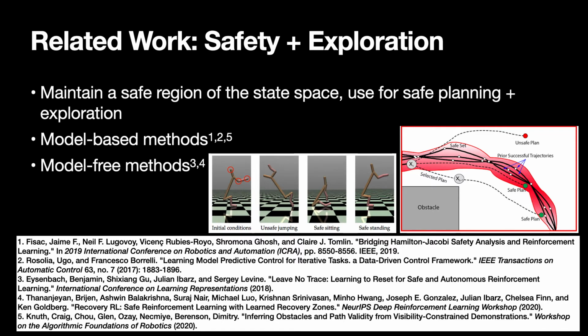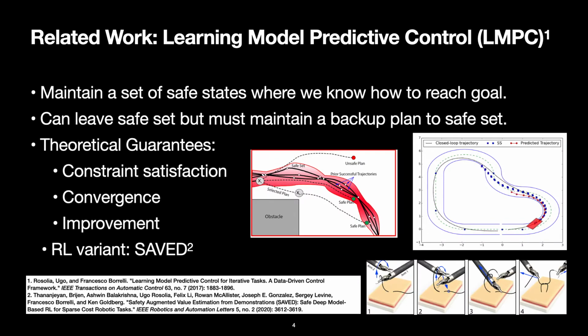For example, safety can be implied by the ability to recover to an initial state, or safe state, or can be implied by the ability to reach a goal set. In this work, we will consider the latter implication, as the ability to successfully complete a task will imply the ability to be safe. This concept was proposed by Rosolia et al. and is called Learning Model Predictive Control, or LMPC.